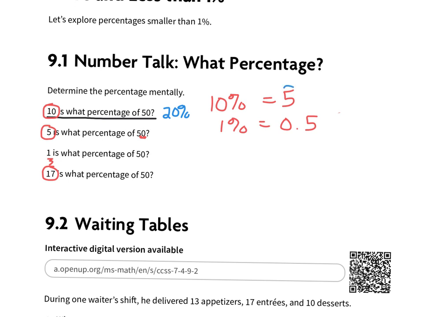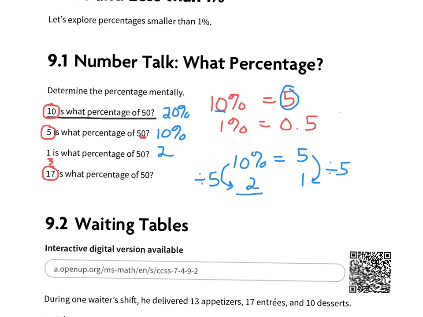5 is what percent of 50? Already found it. It's 10% of 50. 1 is what percent of 50? Well, let's see, 10% was 5. To go from 5 to 1, I divide by 5. So to go from 10% to whatever that percent is, I do the same thing. I'm going to divide by 5, and I get 2. 1 is 2% of 50.